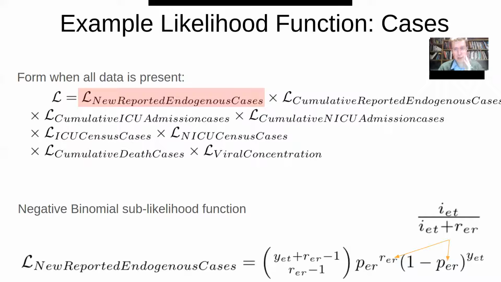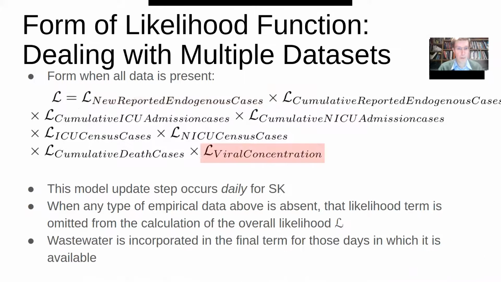Now, to give you a sense, a given sublikelihood function, one of these components of the overall one, might be formulated in a way that asks, what's the likelihood we would have seen this number of observed cases given this underlying situation in the model? In this case, for example, we make use of a negative binomial distribution, comparing what the model expected versus what was actually seen empirically.